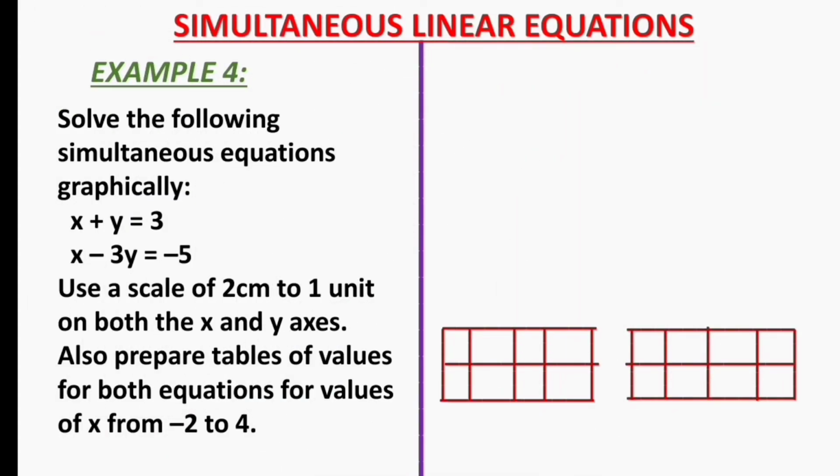Let's see our fourth example. Example 4 on simultaneous linear equations. Solve the following simultaneous equations graphically. The first linear equation is x plus y is equal to 3, while the second linear equation is x minus 3y is equal to minus 5. Use a scale of 2 cm to 1 unit on both the x and y axis. Also prepare tables of values for both equations for values of x from -2 to 4. Let's see the solution to example 4.